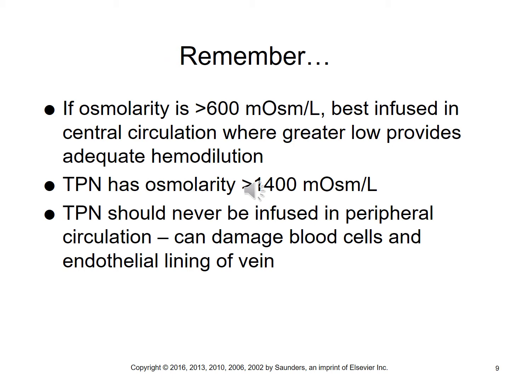It says if the osmolarity is greater than 600, which means that this client is very hypertonic, you must utilize central circulation to provide this fluid inside of this patient. TPN has an osmolarity of greater than 1400, so therefore it should not be administered in the peripheral circulation. So you always got to administer this through a central line. The reason why you cannot administer it through the peripheral circulation is it can damage the blood cells and the vein.